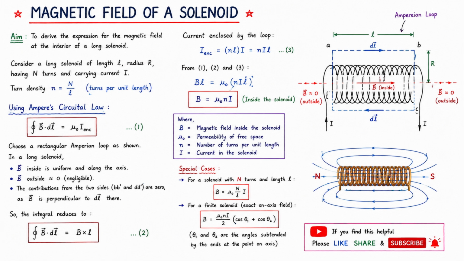Step 3, find enclosed current. If there are n turns per unit length, then the number of turns enclosed in length L is nL. Each turn carries current I. Hence the enclosed current is I_enc equals nLI.